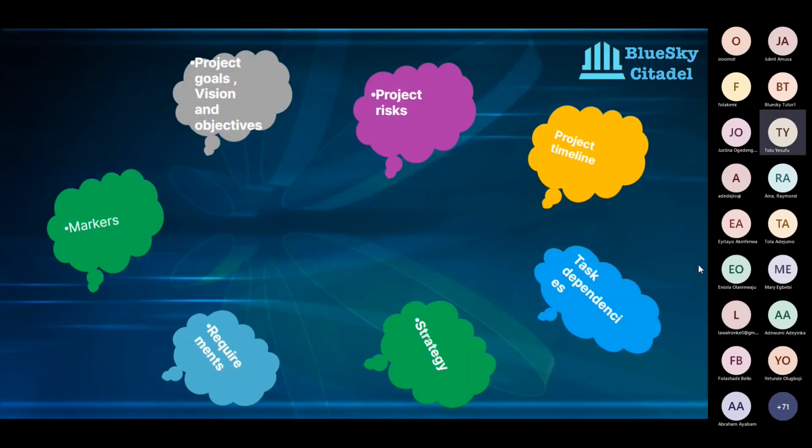Now, what should be included in the roadmap? So I've just put together some of the things that you can find in a roadmap. Again, like I mentioned earlier on, you have the project goals, the visions, and the objectives. The main thrust of any project roadmap is the high-level goals and objectives of the project. So it is the vision of what is desired and the potential that it has to be a great product.